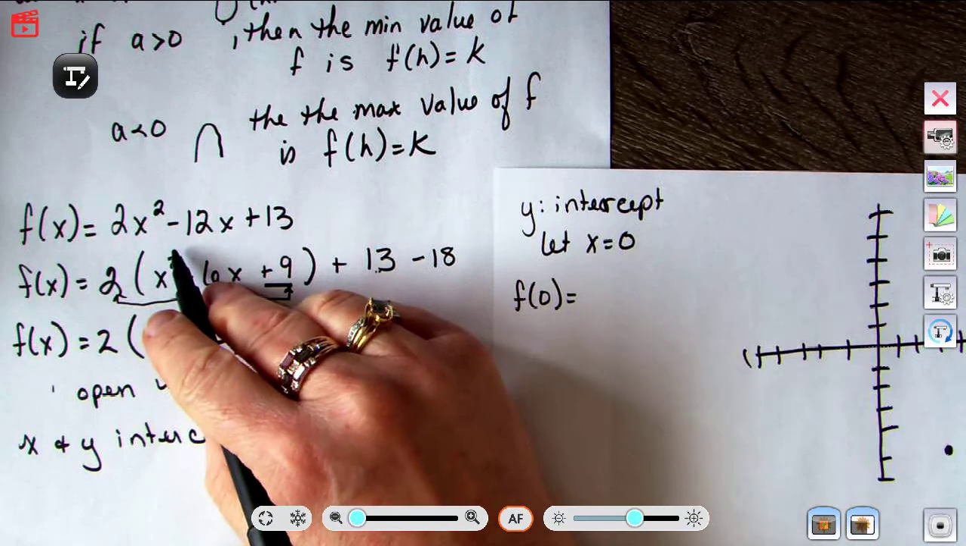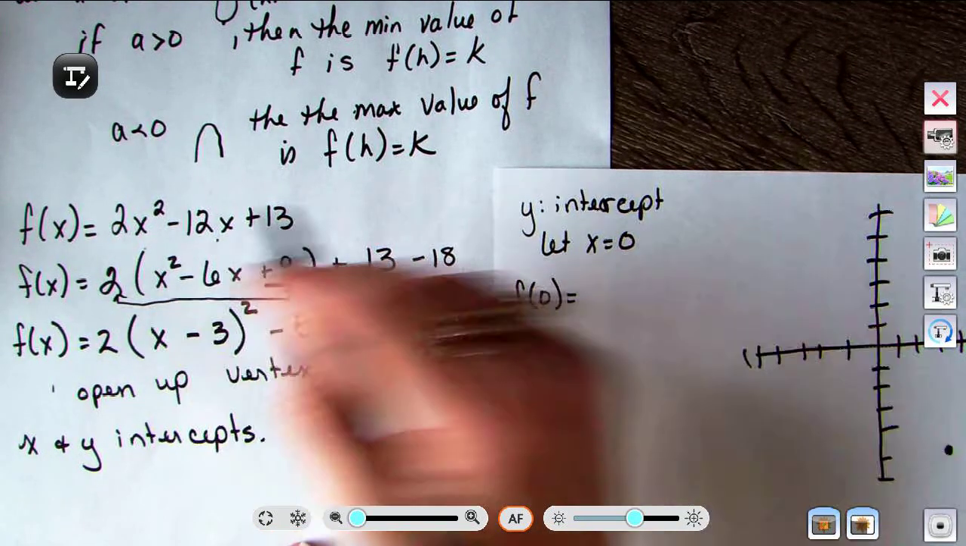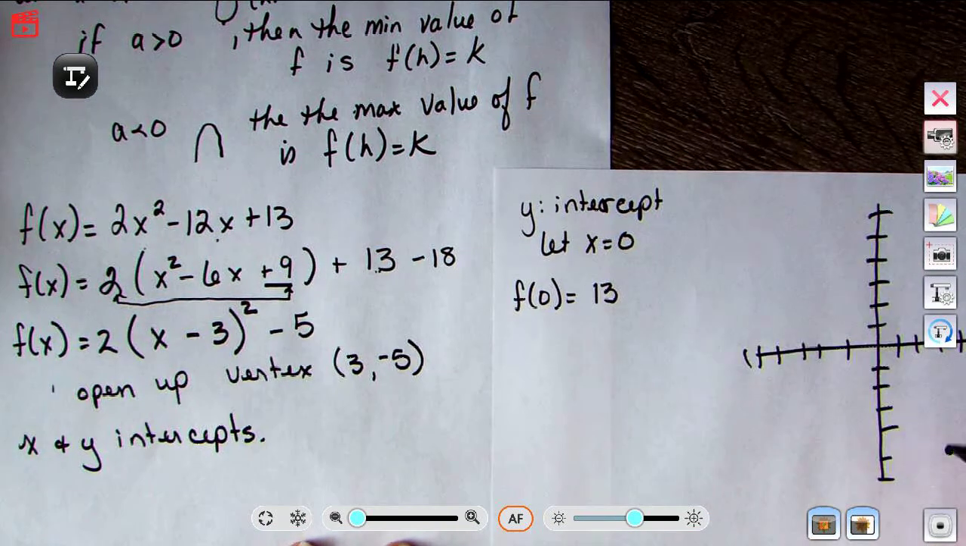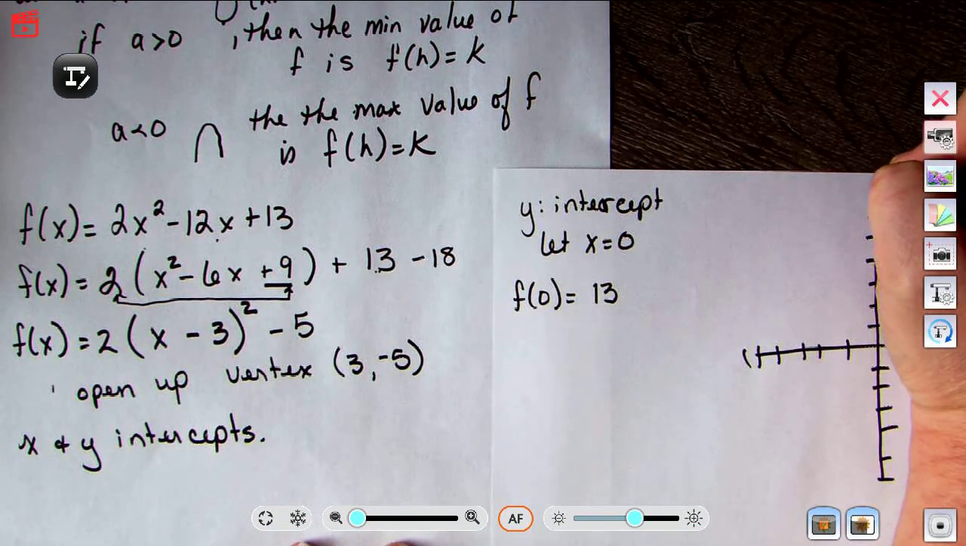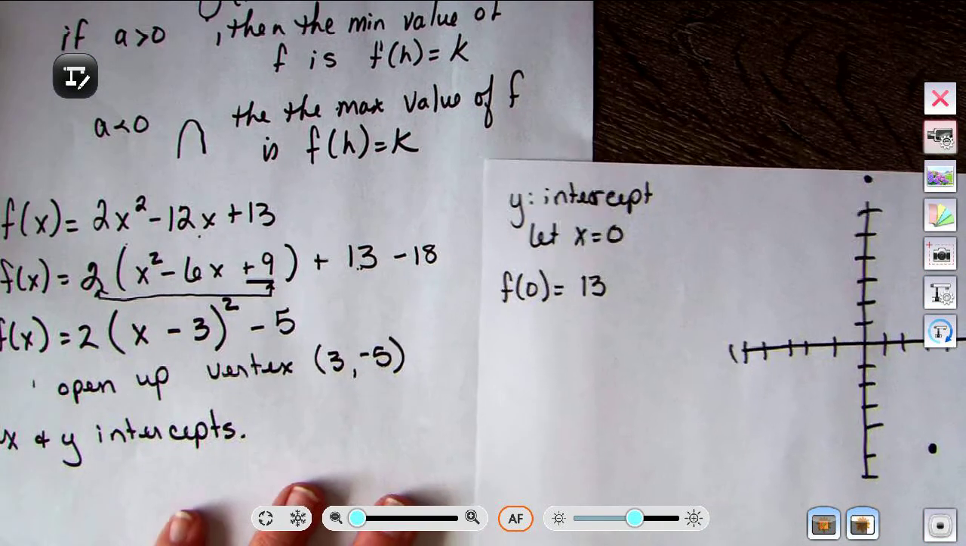So I'm going back into my function. So I get 0 minus 0, plus 13. So f of 0 is way up here. So kind of imagine it off my paper a little bit.